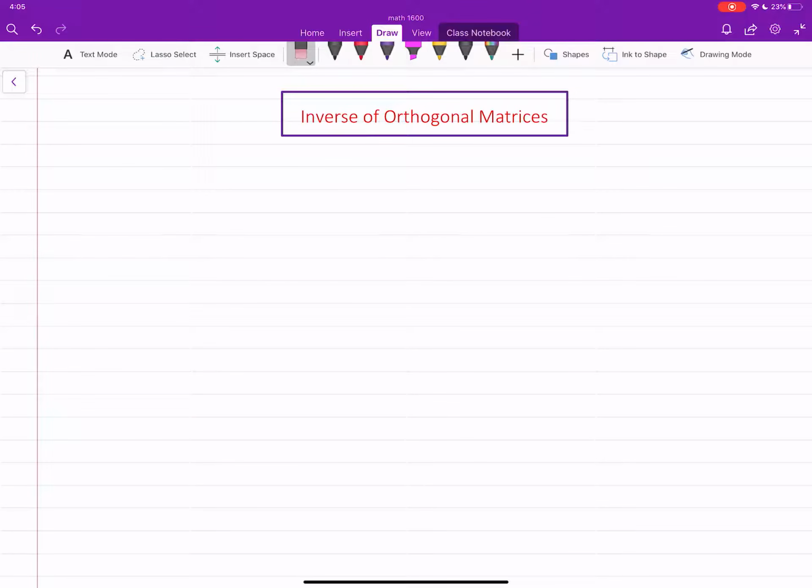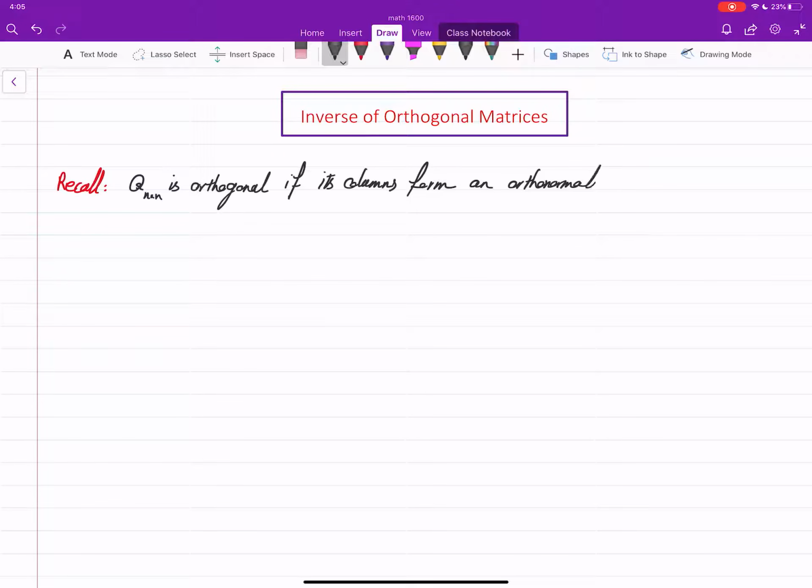Hi, in this video we will study the invertibility of orthogonal matrices and properties of the inverse of such a matrix. Well, let's recall that a square matrix Q, n by n, is orthogonal if, by definition, its columns form an orthonormal basis.